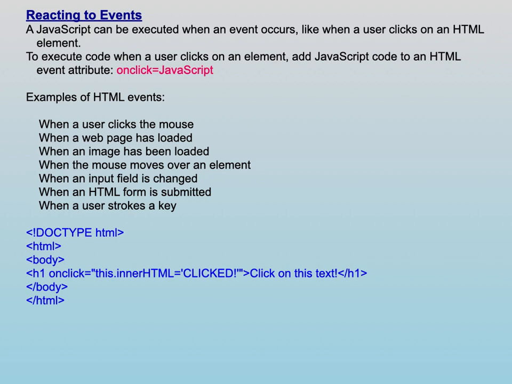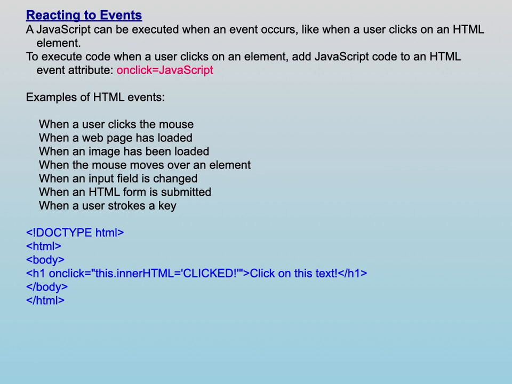These are some of the examples of HTML events. We will see one example here. It's a very simple example. In our body tag, h1 is a header tag that is set with an onclick attribute equal to this.innerHTML equal to clicked. So click on this text, that is the content of h1. When you click on that particular heading, that will show clicked.